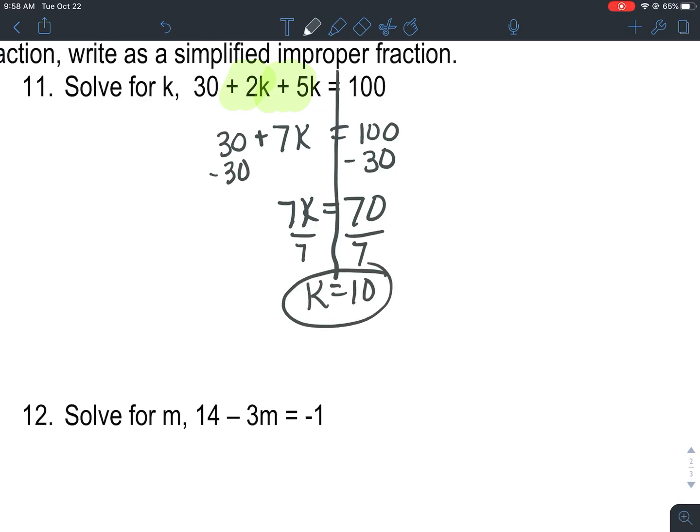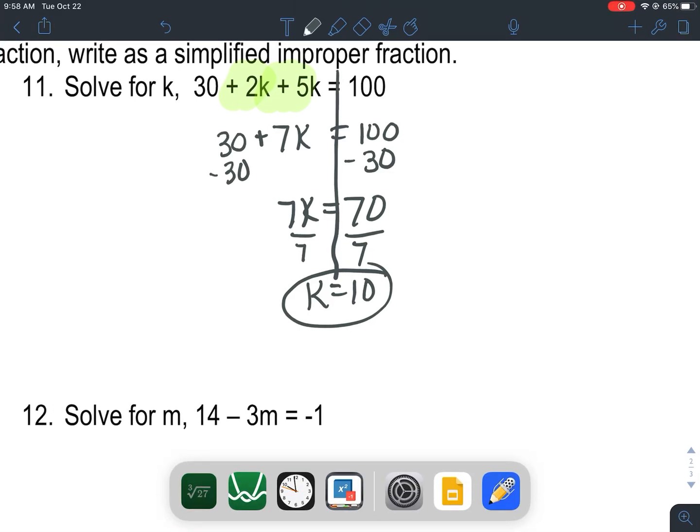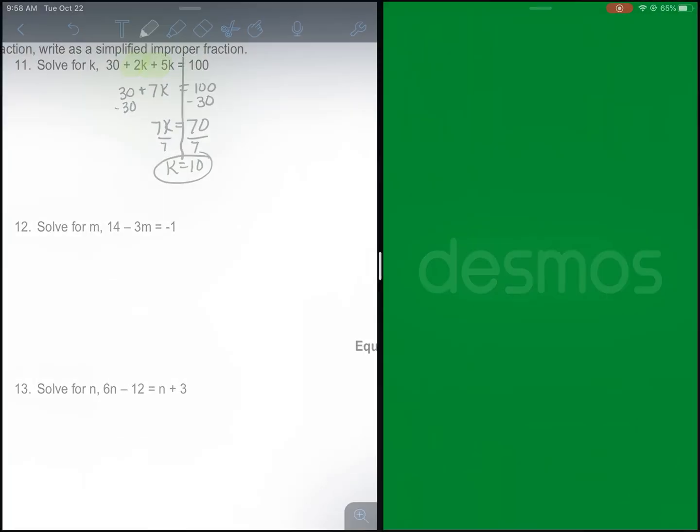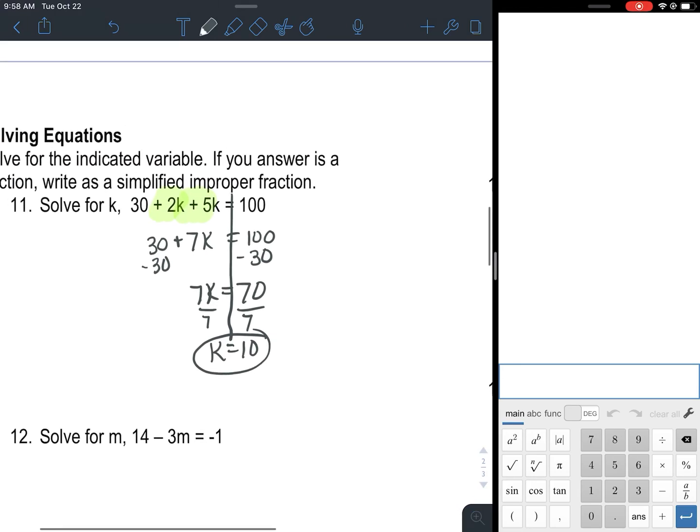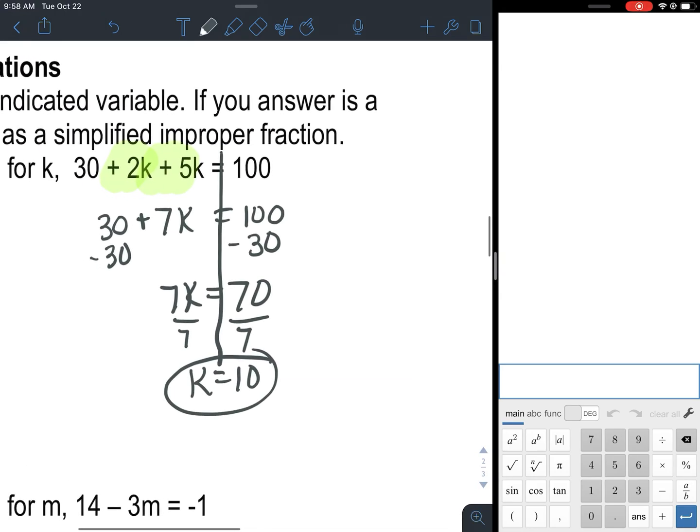You can check it. I'm just going to show you how to check it on a calculator. You can do it by hand too if you want. Basically, you plug in the 10 for k, so 30 plus 2 times 10 plus 5 times 10, and boom, it says 100 right there.